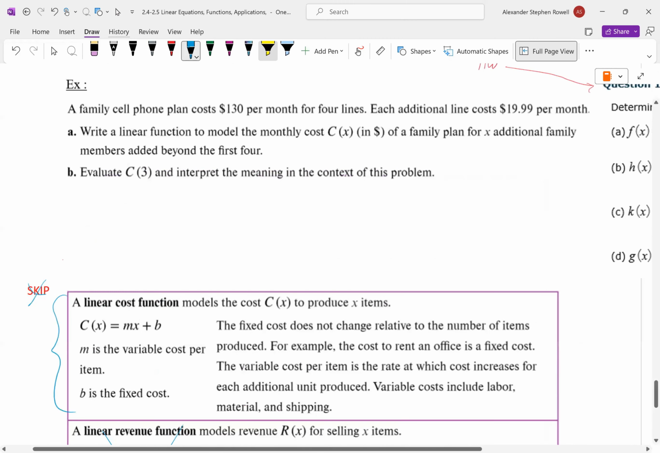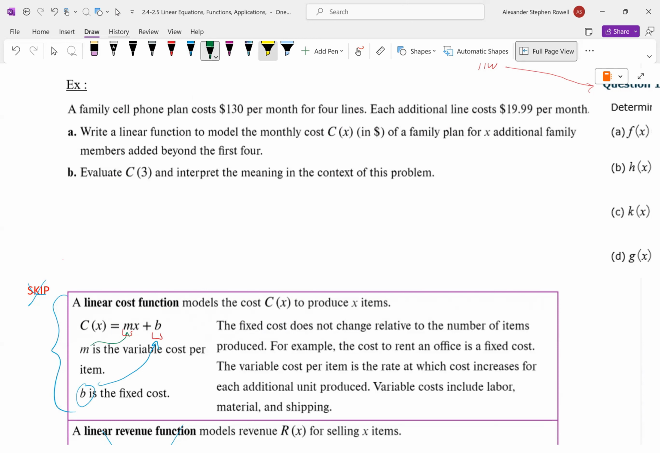So a cost function, because it's linear, will have a slope and a y-intercept. And we call the y-intercept the fixed cost. And we call the slope the variable cost. It depends on the variable. All these equations will be of the form C is equal to mx plus b.